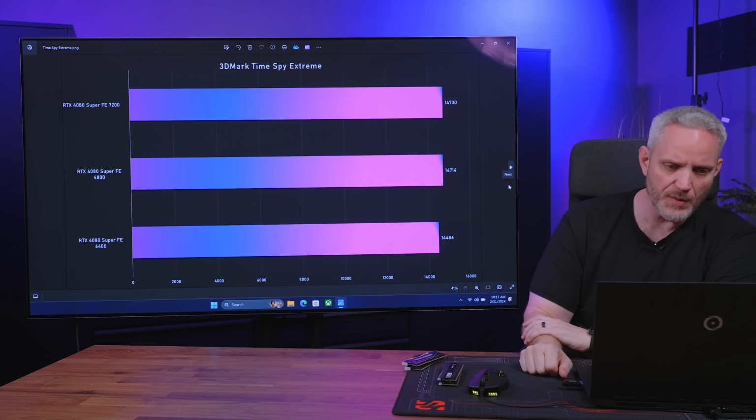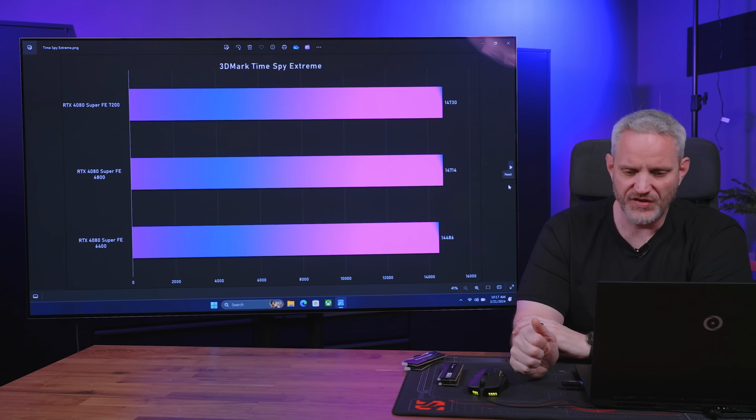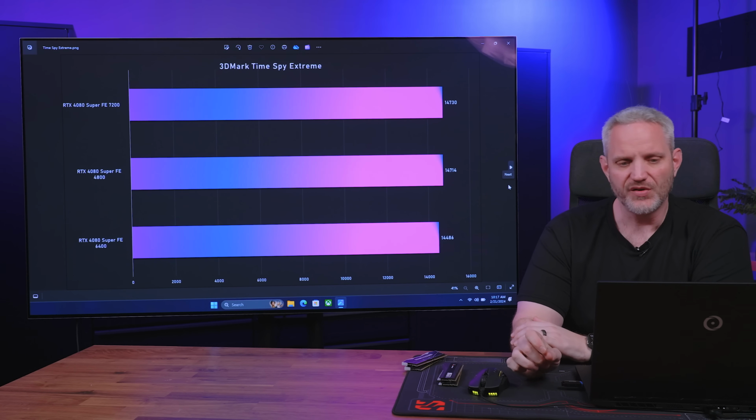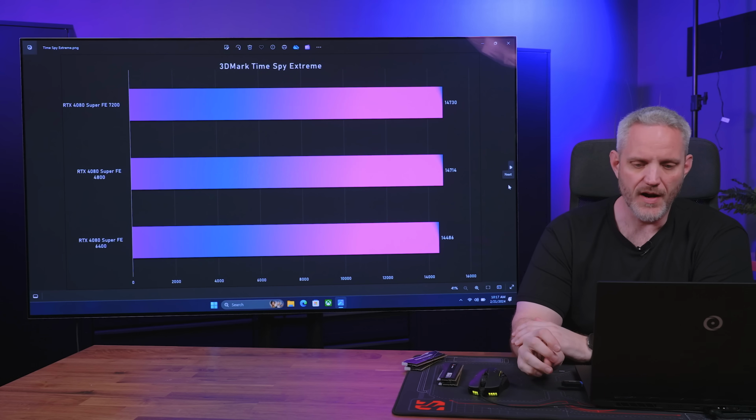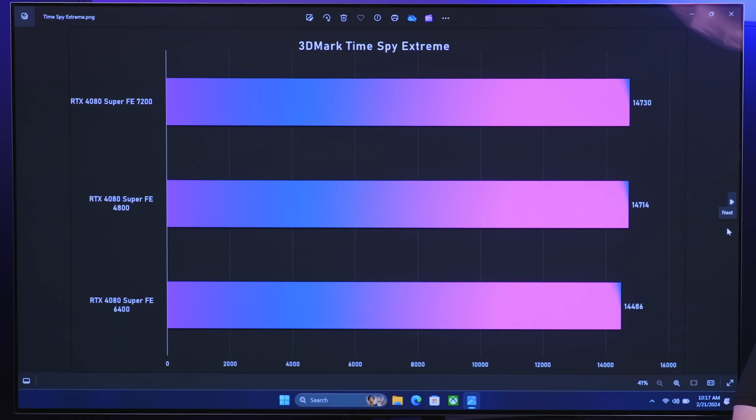differences. If we move over to TimeSpy Extreme, which is just a rasterization test, there's no RT in there, you can see once again, which is really weird, and you're going to see this trend as we go forward here, the 7200's on top at 14730, 4800 megahertz is in the middle at 14714, so we're talking 16 points difference between these two. And then 300 points lower, almost 300 points, is the 6400.